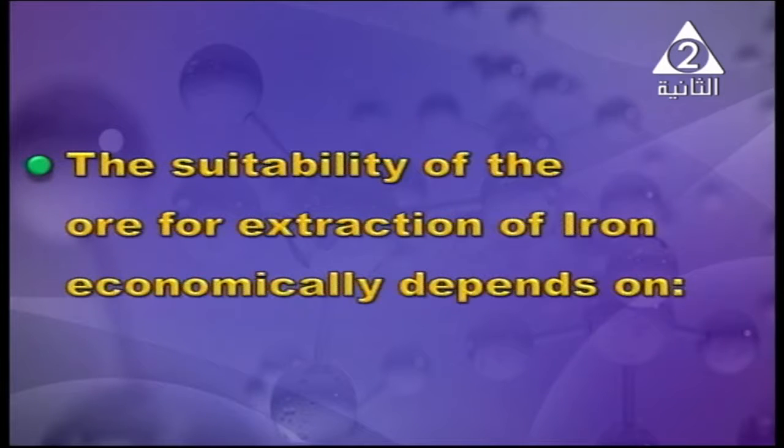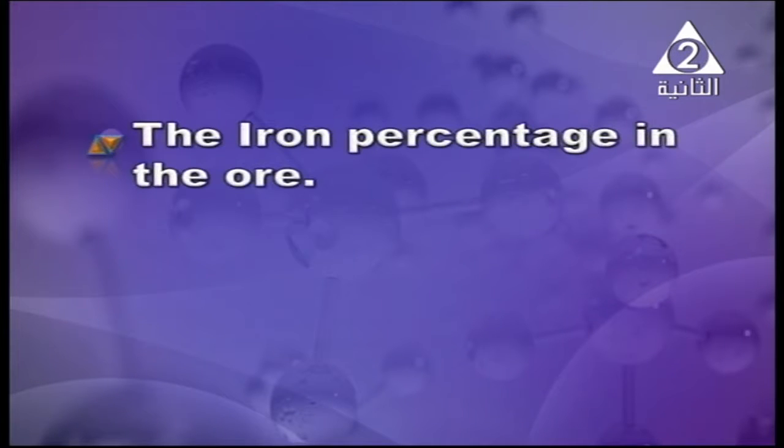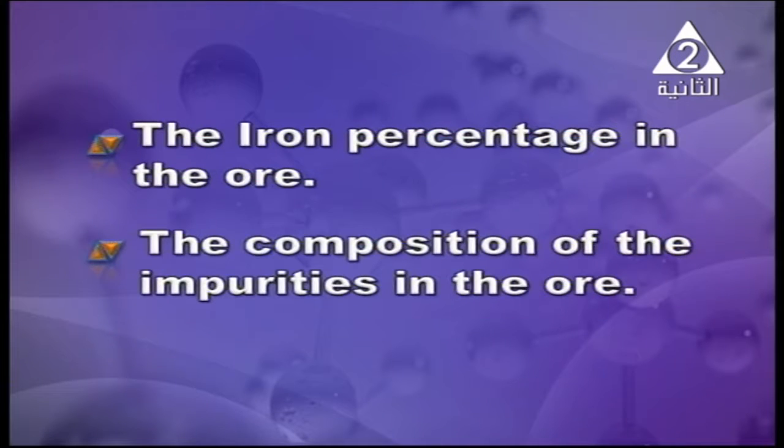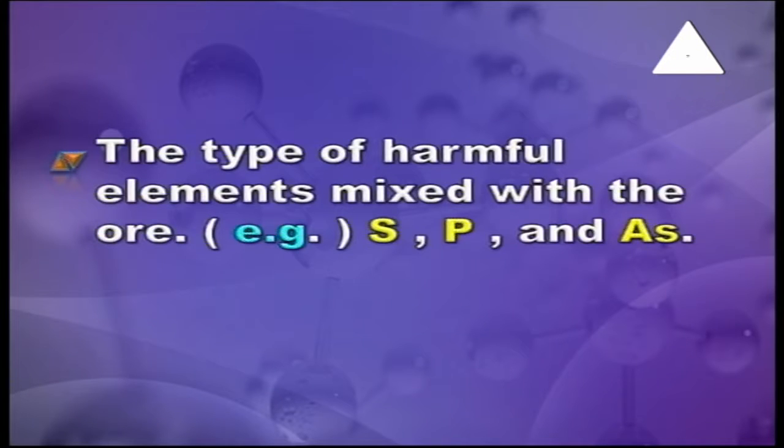The suitability of the ore for economic extraction of iron depends on the iron percentage in the ore, the composition of the impurities in the ore, and the type of harmful elements mixed with the ore, for example, sulfur, phosphorus, and arsenic.